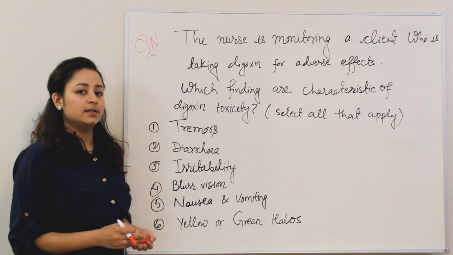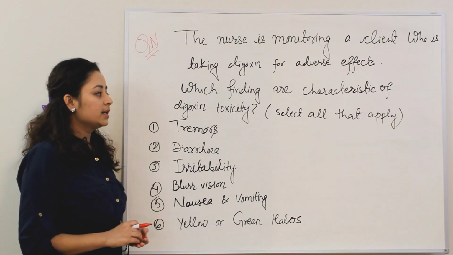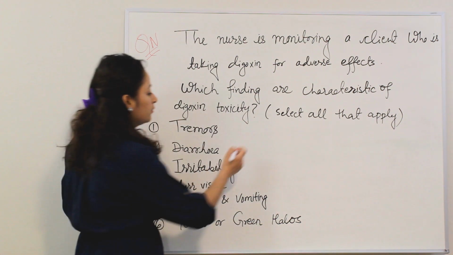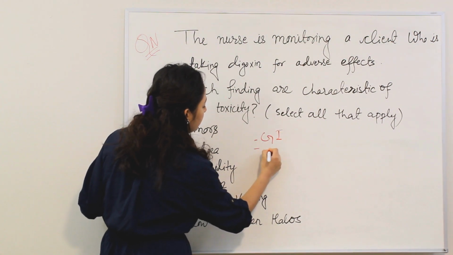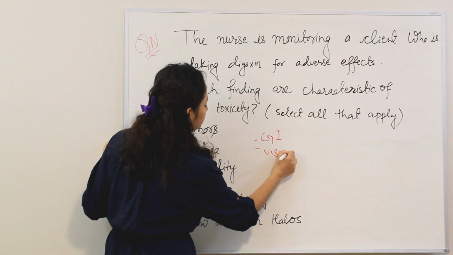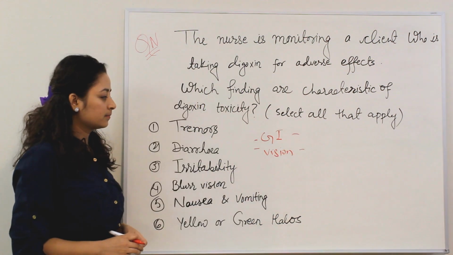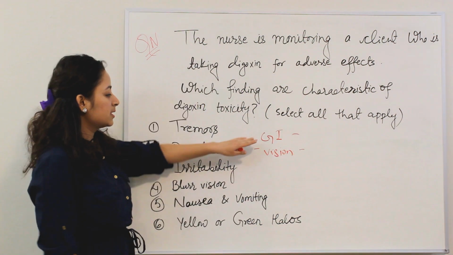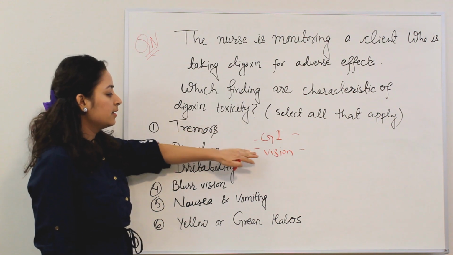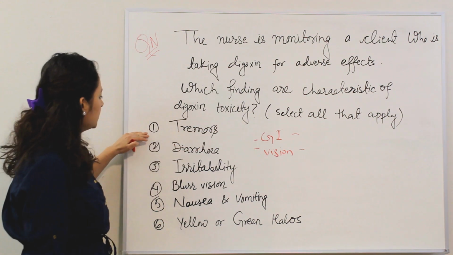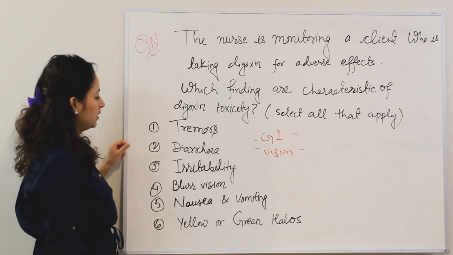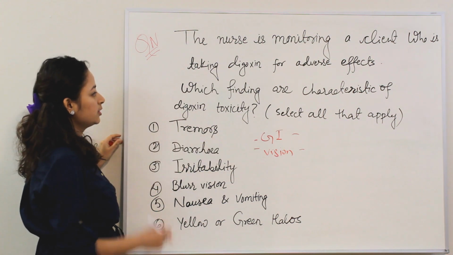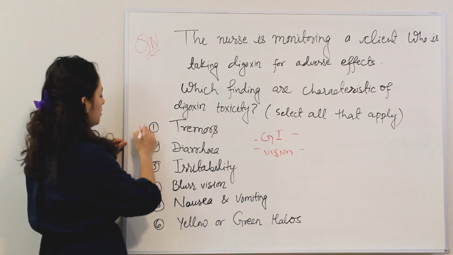So we know that digoxin toxicity mainly affects two systems, right? First one is gastrointestinal and the second one is vision. So we have to choose the options that are related to GI and vision. So the first option is tremor. Is this related to GI or vision? No, right? So tremor is not related to digoxin toxicity. So this is a wrong answer.